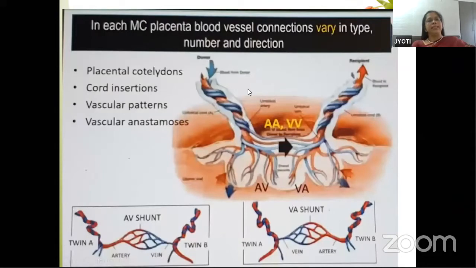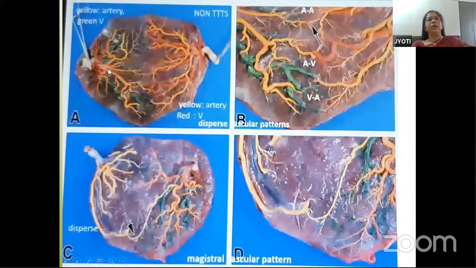So when we look at the placenta, we find that the placental cotyledons, cord insertion, vascular pattern, and vascular anastomosis all vary in type, number and direction. You can have an AV shunt or you can have a VA shunt. When you look at this placenta, the yellow color is the artery and the green color is the vein. You find that there is AV anastomosis, there is VA anastomosis. Here you find it in a diffuse pattern. Here you find it in a magistral pattern at some places. So this may vary in various pregnancies. And unless we are able to find out this problem, we cannot help them out.